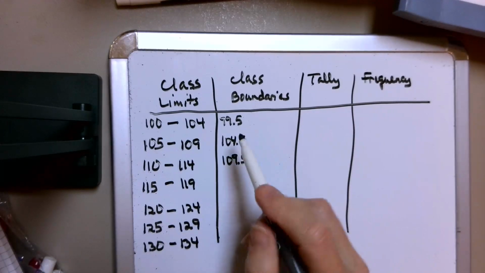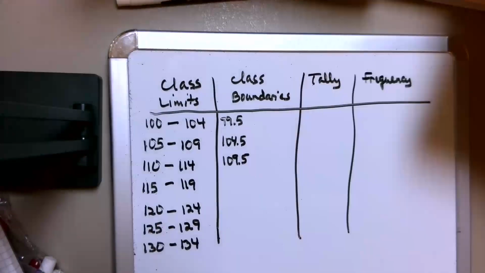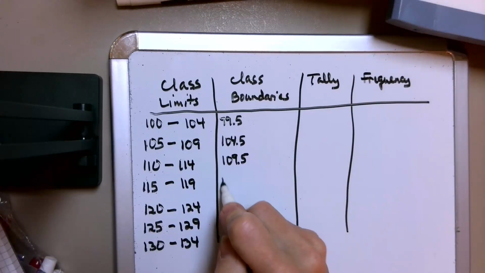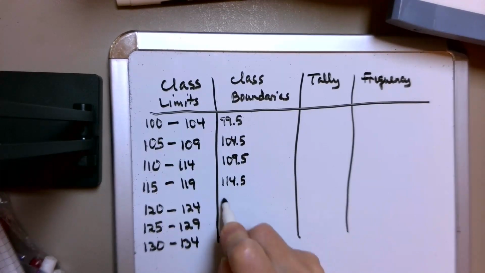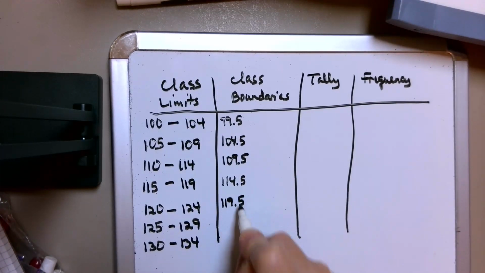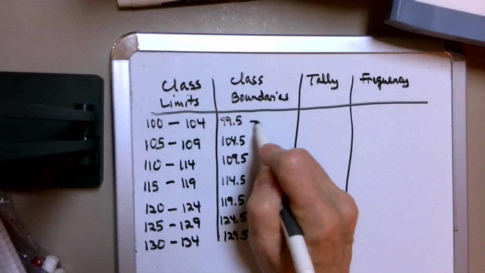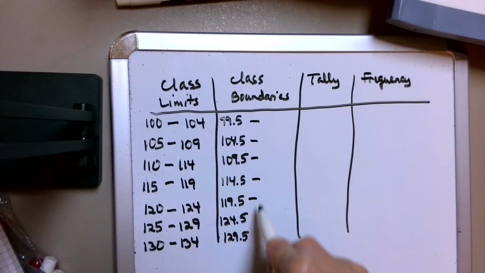And we can keep doing that, or we can take our magic number, the class width of 5, and now just add 5 to all these numbers. So 114.5, 119.5, 124.5, and 129.5. Those are all the lower class boundaries. We use the boundaries for our graphs that we're going to make in section 2.2.